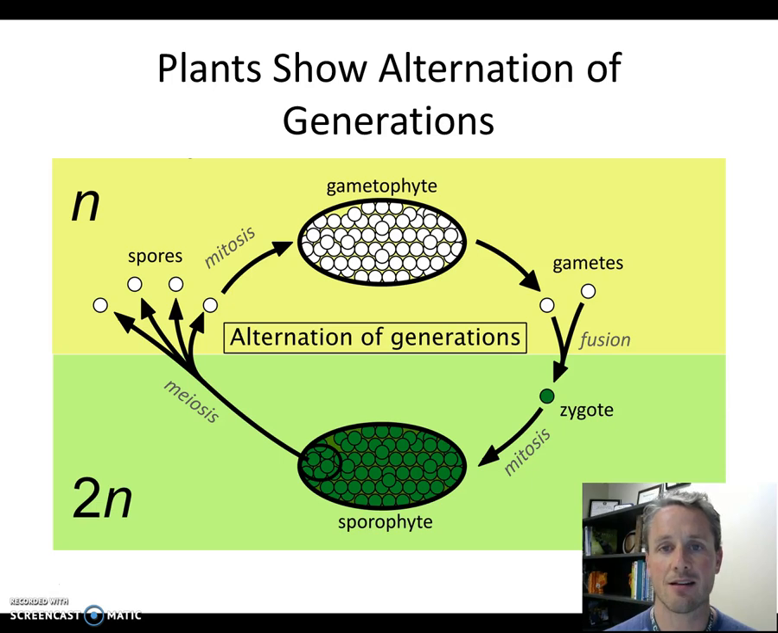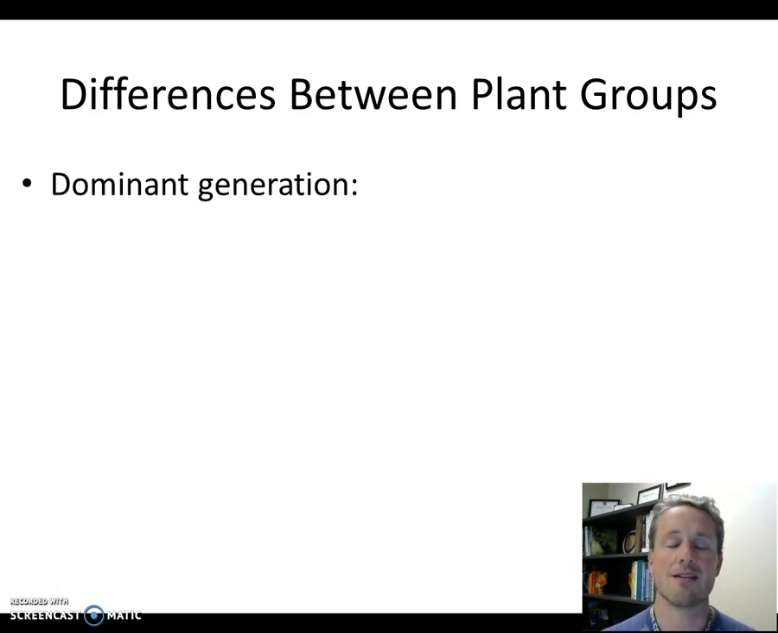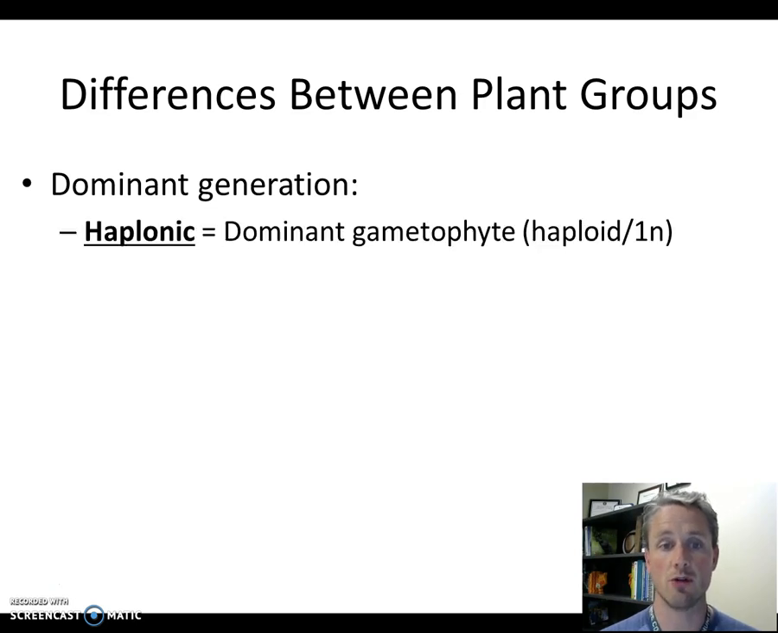So let's look at the specific life cycles of the plant groups that we're discussing in our course and think about how they differ. So before we think about how they differ, let's define the differences we're going to be looking for. So there are a few major differences between the different plant groups when it comes to this life cycle. So first, the main difference between many of the plants is which of these generations, the sporophyte or the gametophyte, is the dominant generation, which is larger in terms of the plant.